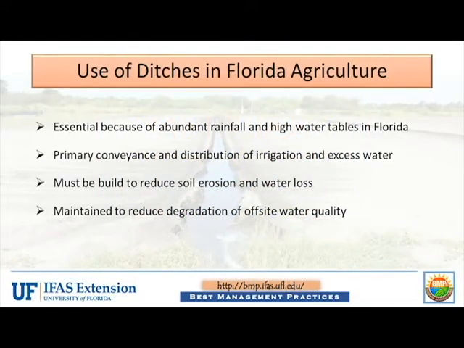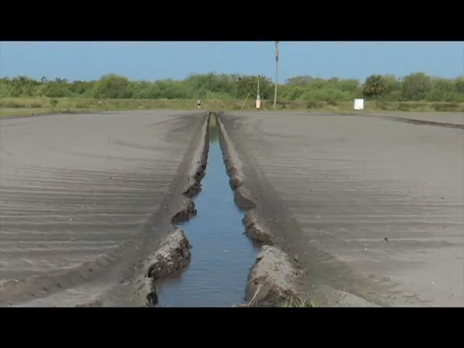Agricultural ditches are essential components of many farming operations, given the abundant rainfall and high water tables throughout much of Florida. An effective ditch network functions primarily to convey or distribute water without causing excessive erosion, water loss, or off-site degradation of water quality. Properly designed and constructed agricultural ditches are very important. However, equally important is an ongoing maintenance program to ensure that ditches will continue to function as designed.